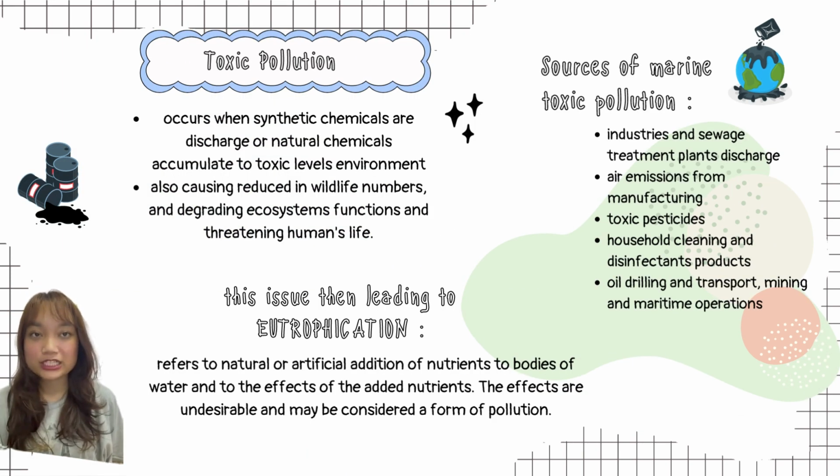And for my part, I will explain toxic pollution. It occurs when synthetic chemicals are discharged or natural chemicals accumulate to toxic levels in the environment. It also causes a reduction in wildlife numbers, degrades ecosystem functions and threatens human life. Sources of marine toxic pollution are industries and sewage treatment plant discharge, air emission from manufacturing, toxic pesticides, household cleaning and disinfectant products, oil drilling and transport, and also mining and maritime operation.